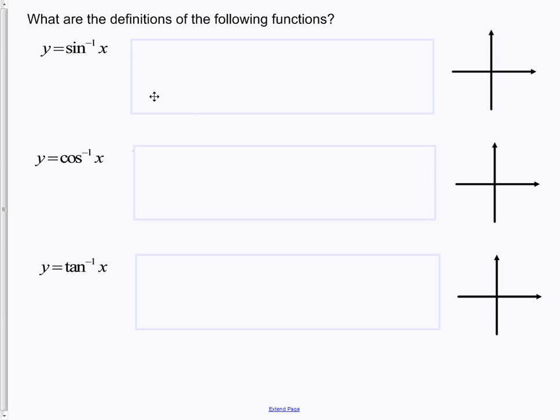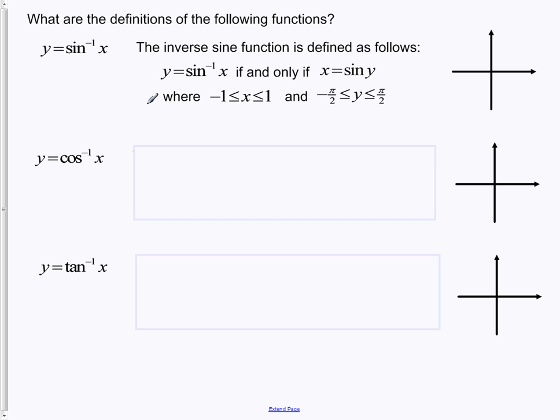So let's talk about the definitions of these trigonometric functions. The three main ones we're going to concentrate on are y equals the inverse sine of x, y equals the inverse cosine of x, and y equals the inverse tangent of x. And as we were just discussing, when it comes to the inverse sine of x function, we define it as follows.